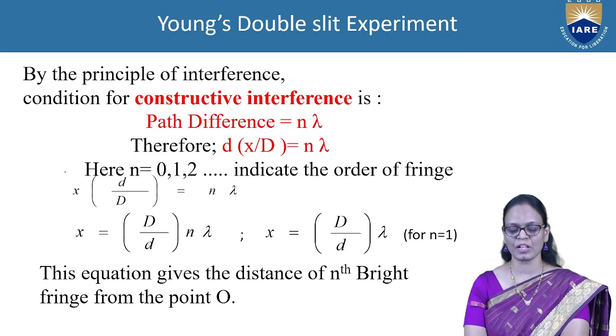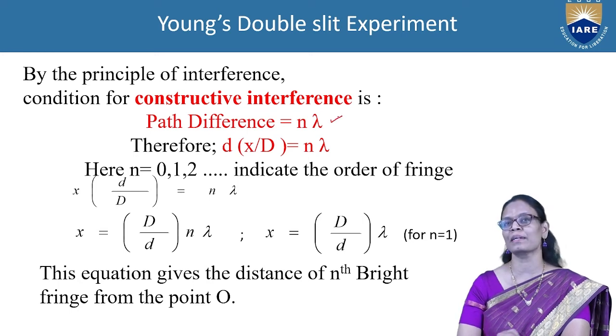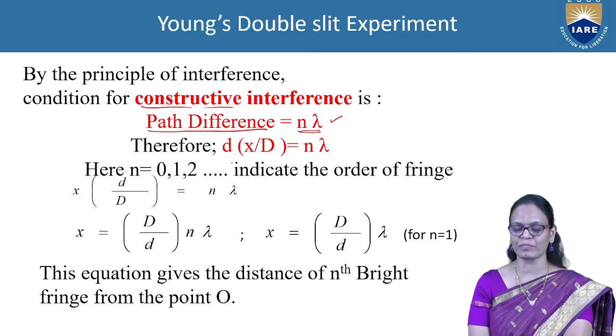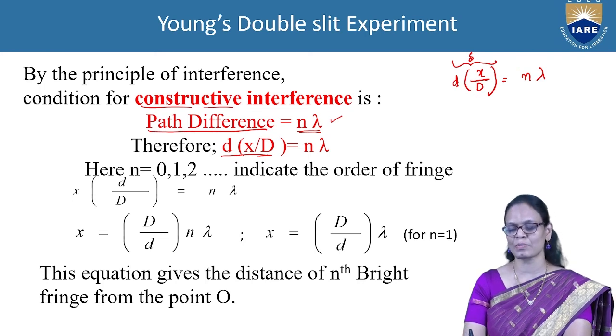Now by the principle of interference, the condition for constructive interference is the path difference should be an integral multiple of lambda. We have already discussed this. Whenever the path difference is an integral multiple of lambda, we get constructive interference. And now what is the path difference? We have got small d into X upon capital D. So the path difference, small d into X upon capital D, should be equal to n lambda.